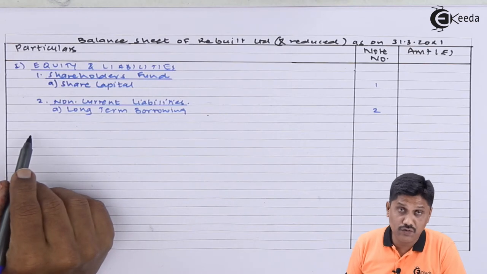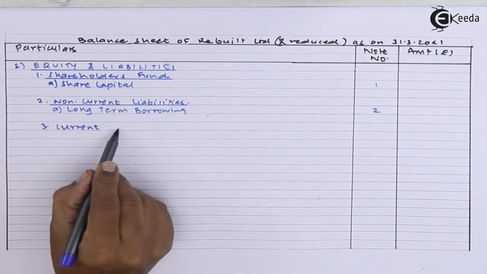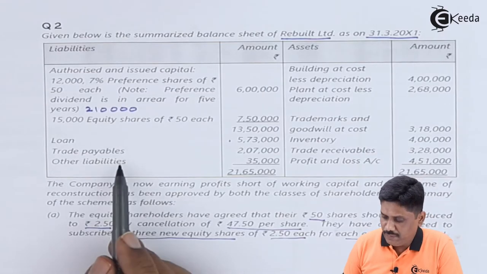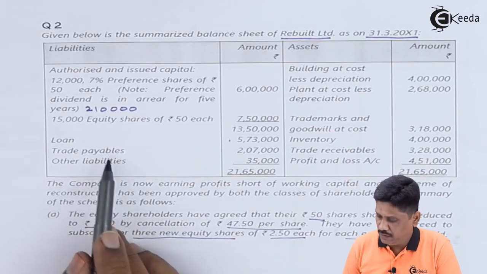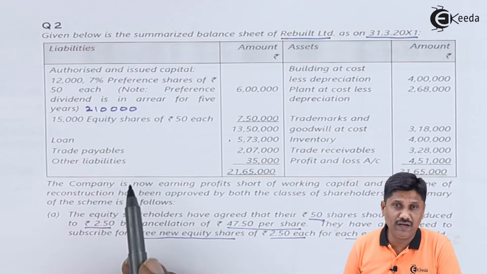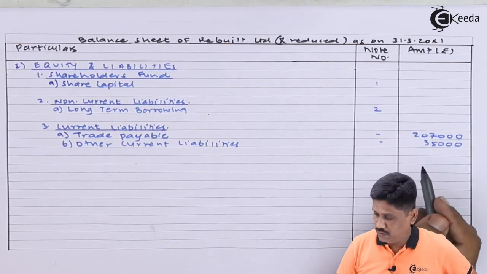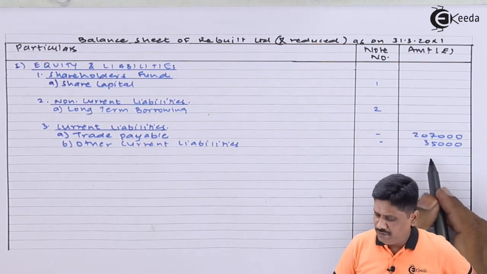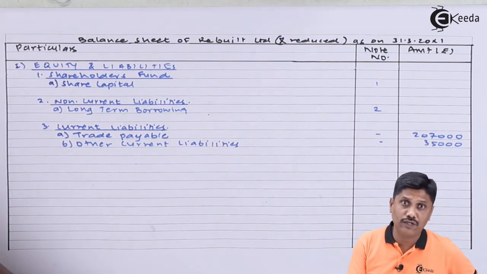Number 3 is your current liability. You can notice, student, under current liability we have only two amounts and those have not changed. Trade payable and other current liabilities, so I will note these down. There is no change in these two liabilities and there is no further item on the liability side. I need to write a total. I will take the total only when all amounts are ready, but I am just giving place for writing the total.